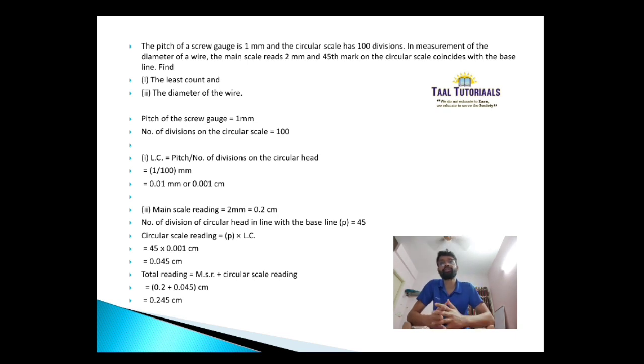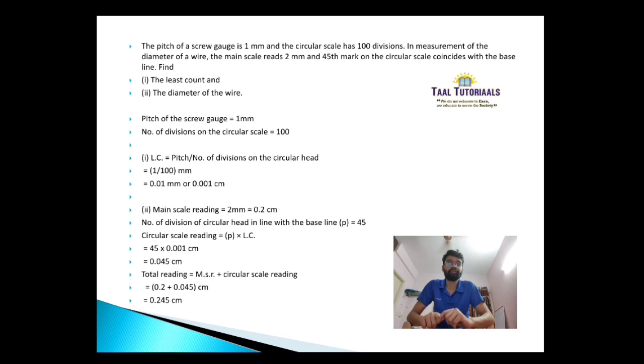First question is to find the least count. Pitch by 100, because that is the total division. So 1 by 100, that is 0.01 millimeter or 0.001 centimeter. Now we need to find the diameter. Diameter means again a length we need to find here. Main scale reading we need to find first. So 2 millimeter we convert into centimeter, that is 0.2 centimeter.